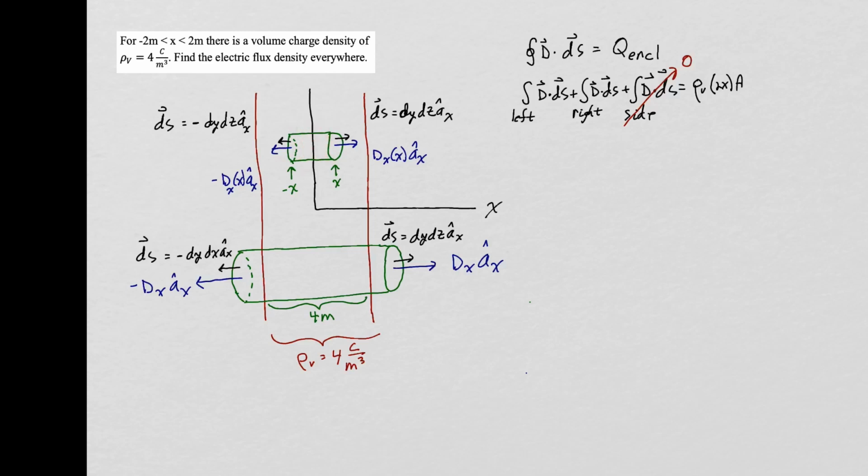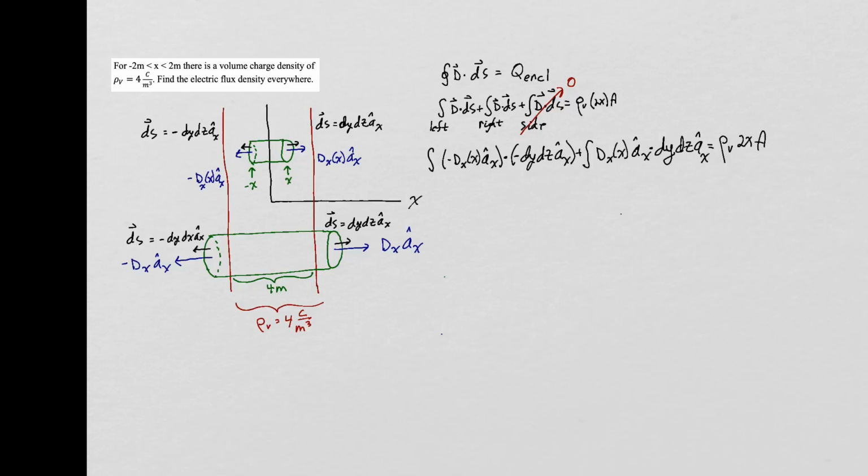And that will equal the charge enclosed in our Gaussian surface, which will be the volume charge density rho sub v times the length here, which is 2x, and call this cross-sectional area A, so the volume is 2x times A. So now we'll substitute for D and dS for the left-hand side here, and for D and dS here for our values here on the right-hand side.